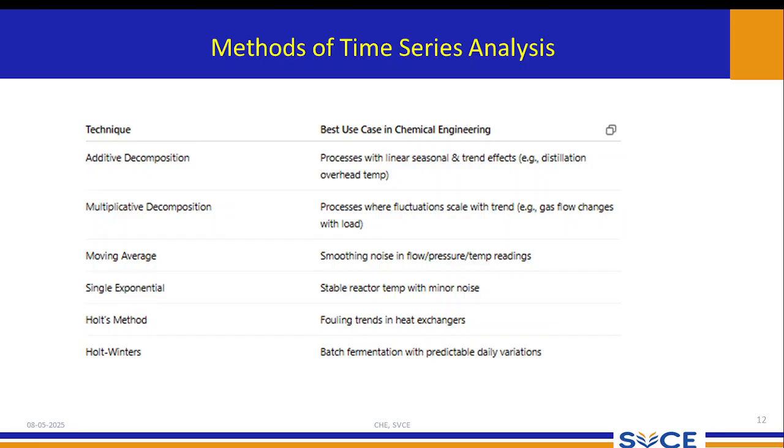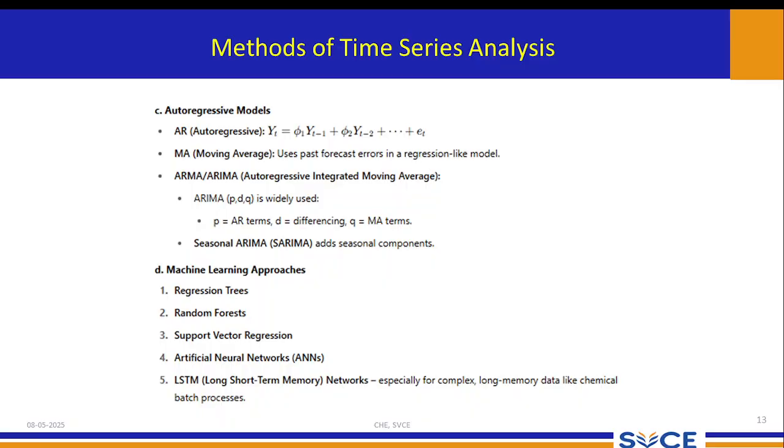What is moving average? Smoothing noise in flow, pressure or temperature readings. Coming to Holt's method, only trend is considered, whereas in Holt-Winters both trend and seasonality are considered. Holt's method example: fouling trends in heat exchangers, whereas for Holt-Winters the example is batch fermentation with predictable daily variation, from a chemical engineering perspective. Okay, hope you understood the two methods we have seen. Now we have another two methods: the auto-regressive model and the machine learning approach. So the methods of time series analysis are decomposition, averaging or moving average, and then the auto-regressive model and the machine learning approach.